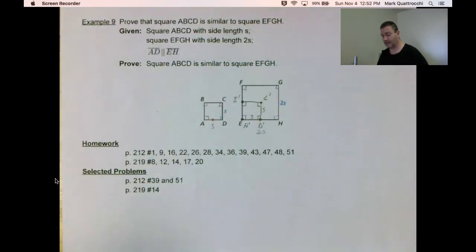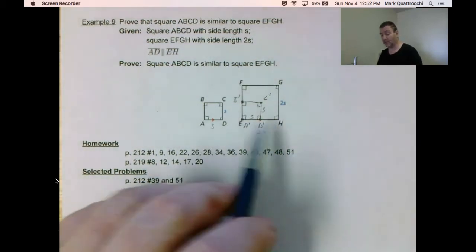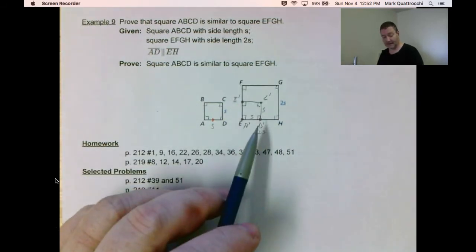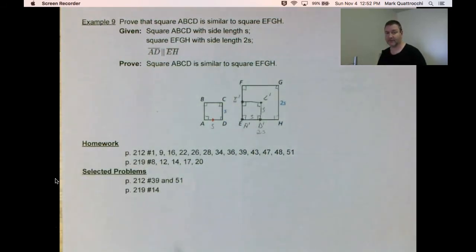So that dilation is going to map E, B prime, C prime, D prime onto E, F, G, H. And if I can map one image onto the other, then they have to be congruent in the end, which means if they were congruent in the end, they had to have been similar in the beginning because the shape was preserved. Shape did not change, just the size.